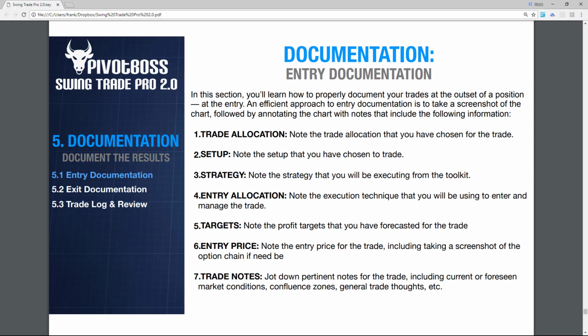And again, the easiest way to do all of this is to take a screenshot of that chart. As soon as you enter a trade, take a screenshot, and from there start jotting down this information.